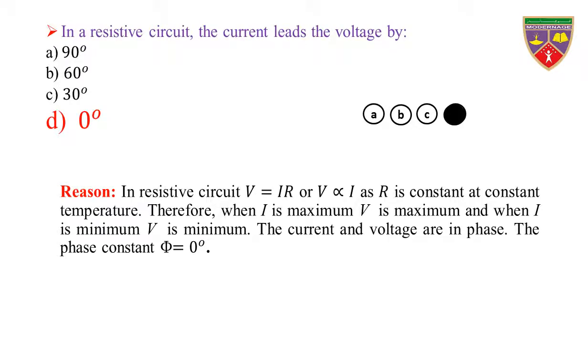Reason: in a resistive circuit, V is equal to IR. V is proportional to I, as R is constant at constant temperature. Therefore, when I is maximum, V is maximum, and when I is minimum, V is minimum. The current and voltage are in phase. The phase constant phi is equal to 0 degree. Hence, the current leads the voltage by 0 degree.